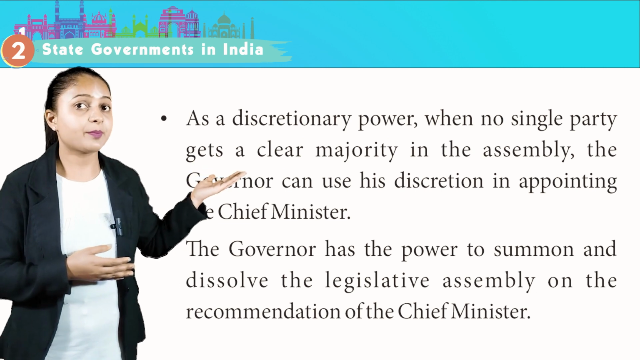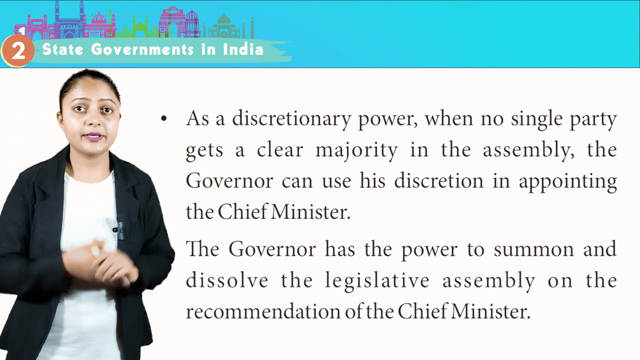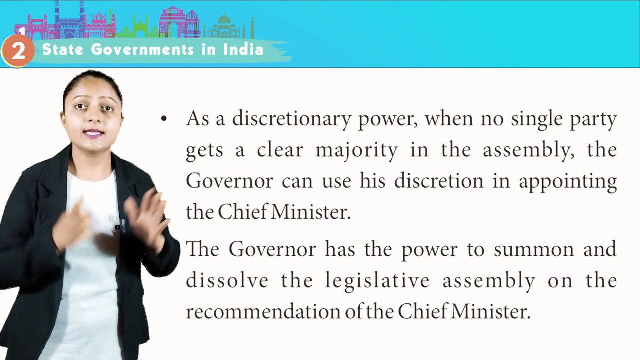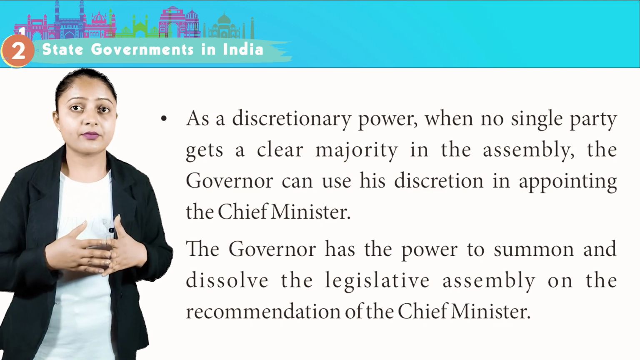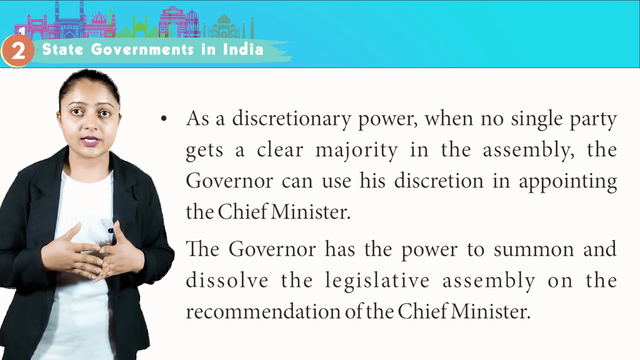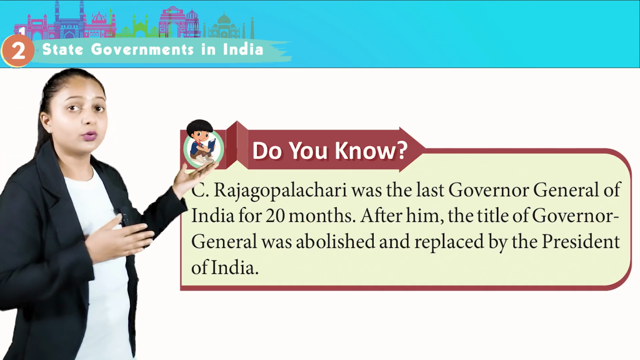As a discretionary power, when no single party gets a clear majority in the assembly, the governor can use his discretion in appointing the chief minister. The governor has the power to summon and dissolve the legislative assembly on the recommendation of the chief minister. Do you know?